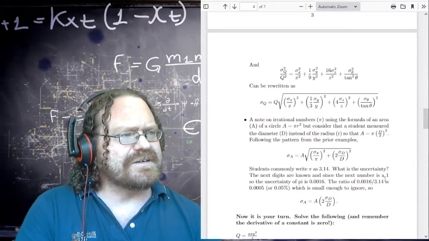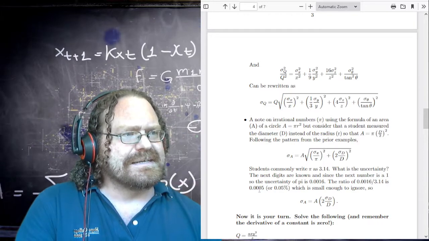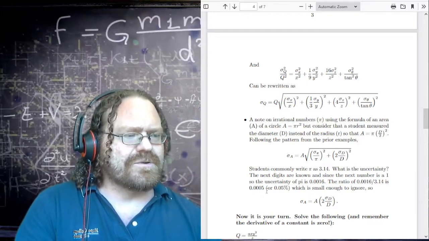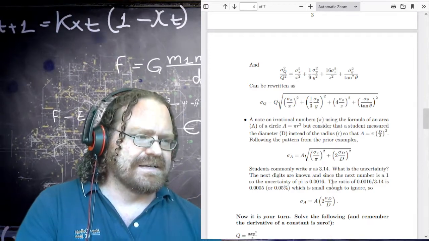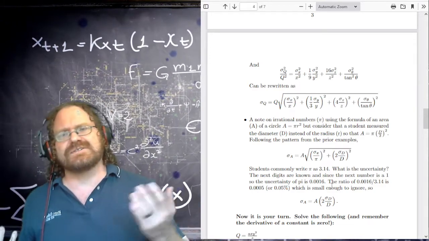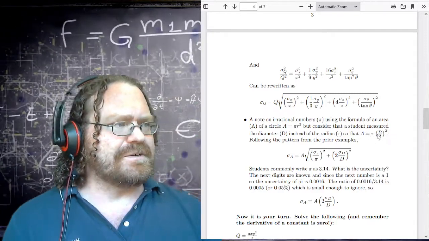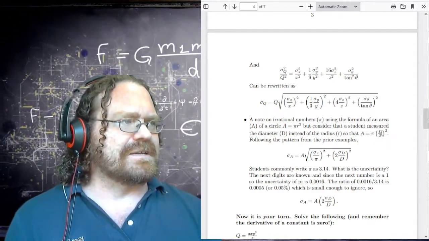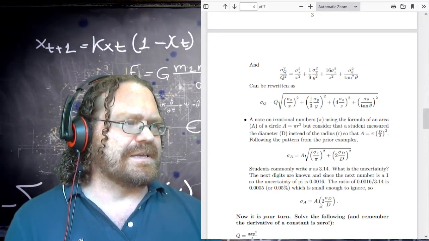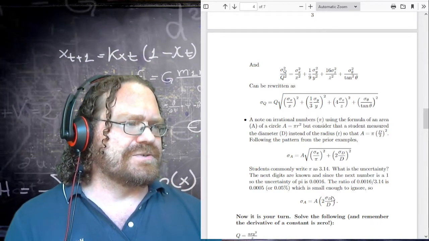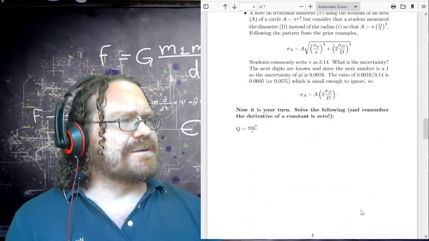So what's the ratio of those two numbers? 0.0016 over 3.14 is 0.0005, which is 0.05%. And so that's small enough, we can once again ignore it. And so our uncertainty for this one, because it's squared, the 2 drops down, and is just simply the area times 2 times sigma d over d. Okay, so with that, now it's your turn.